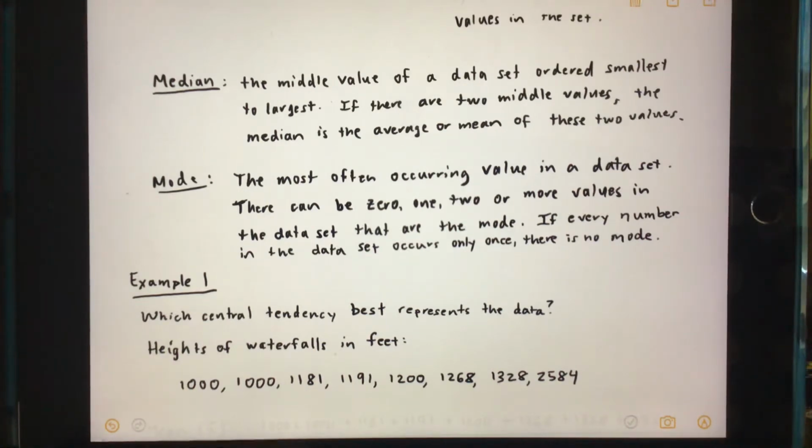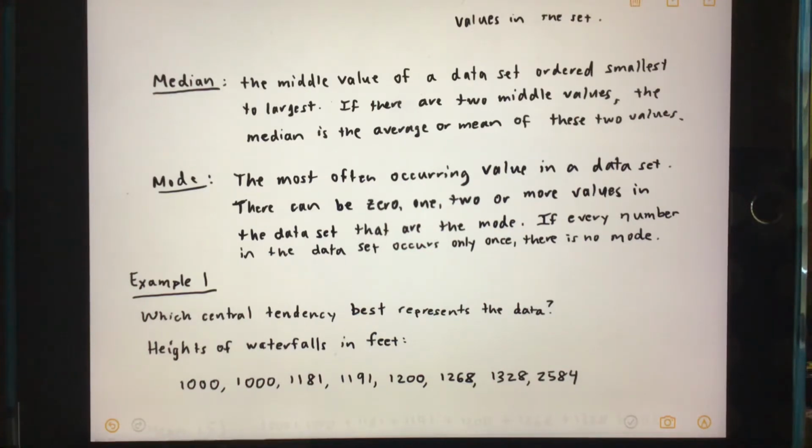Mode. Mode is the most often occurring value in a data set. There can be 0, 1, 2, or more values in the data set that are the mode. If every number in the data set occurs only once, there is no mode. So just kind of get the mindset on this. Let's say you are a researcher and you're trying to figure out what is the typical number of eggs that a particular species of birds lays. And so you go around to all the nests and you count how many eggs are in each nest. So one way to look at that data might be to say, okay, what is the most often occurring number of eggs that are in the nest?